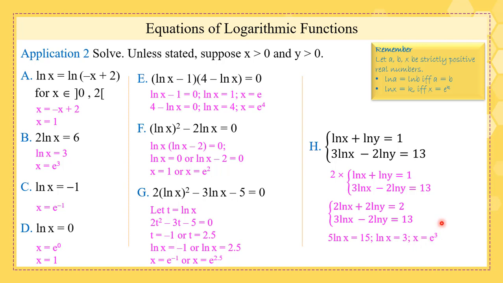Now to find ln y, we choose any one of the two equations. Ln y from the first one is 1 minus ln x, which is 1 minus 3. We know from before that ln x is 3, which is negative 2. So y is e to the power negative 2.